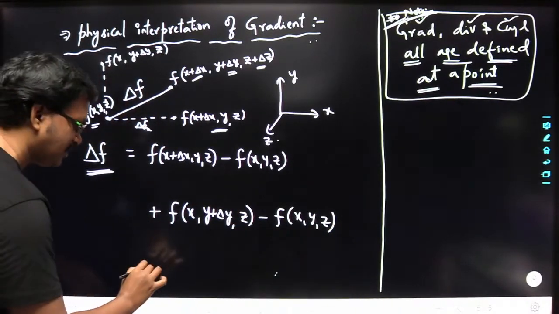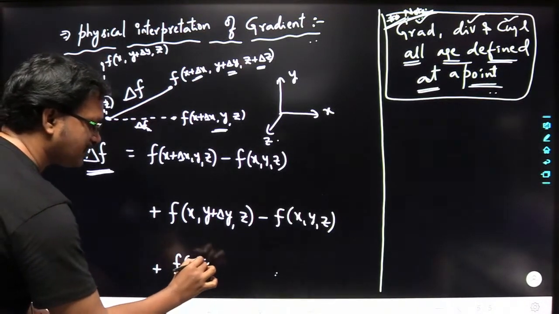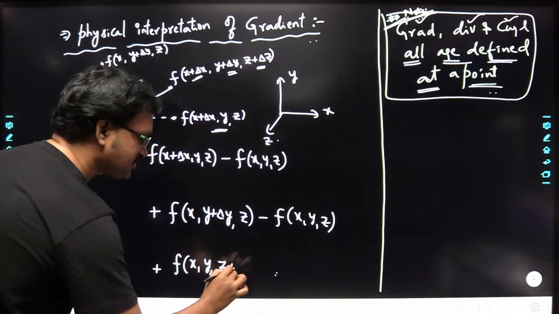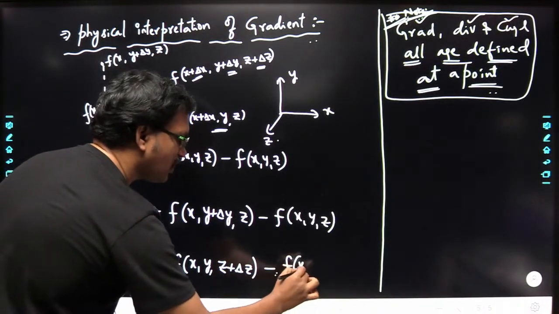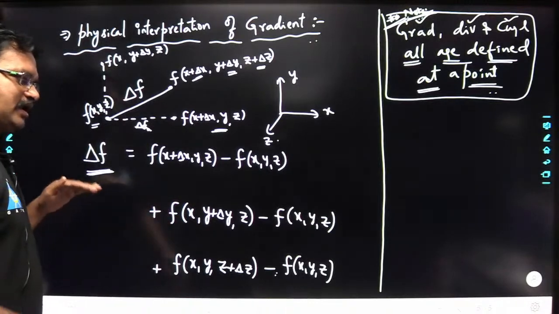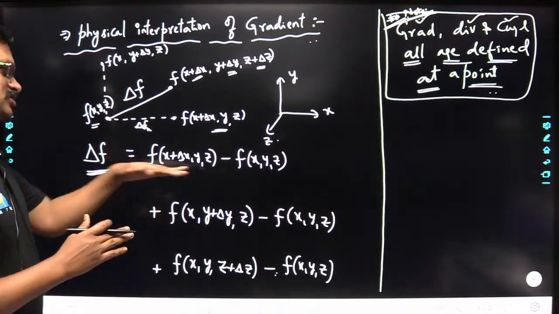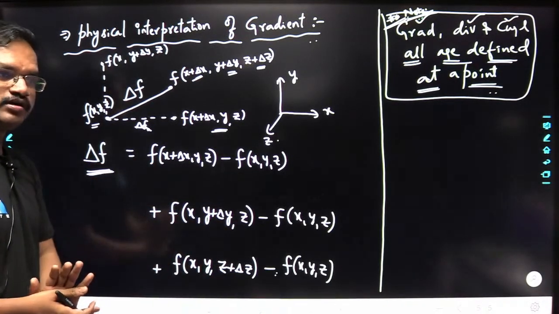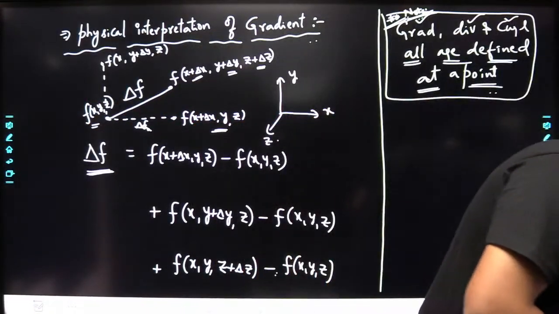Yes or no? Plus I can write the change in function along z. How can I write the change in function along z here? f of x comma y comma z plus delta z. Yes or no? z plus delta z minus f of x comma y comma z. So in this manner I can represent the change in function, or not? So the change in function I can represent as change in function along x plus change in function along y plus change in function along z. So is it clear here up till now? Yes or no?